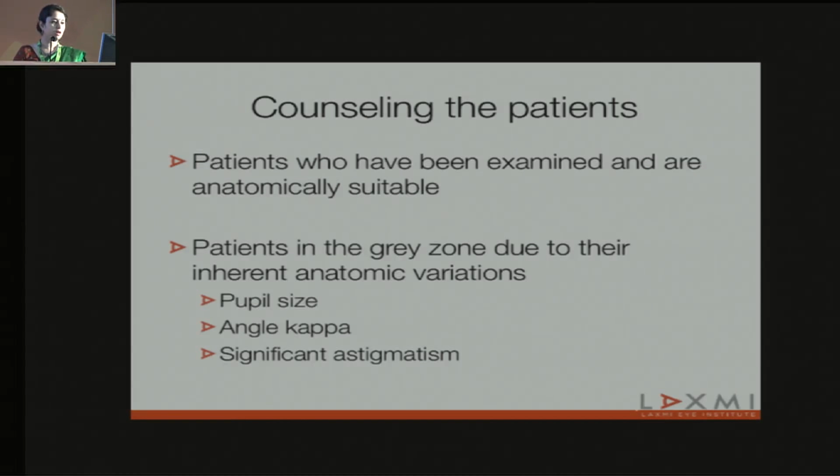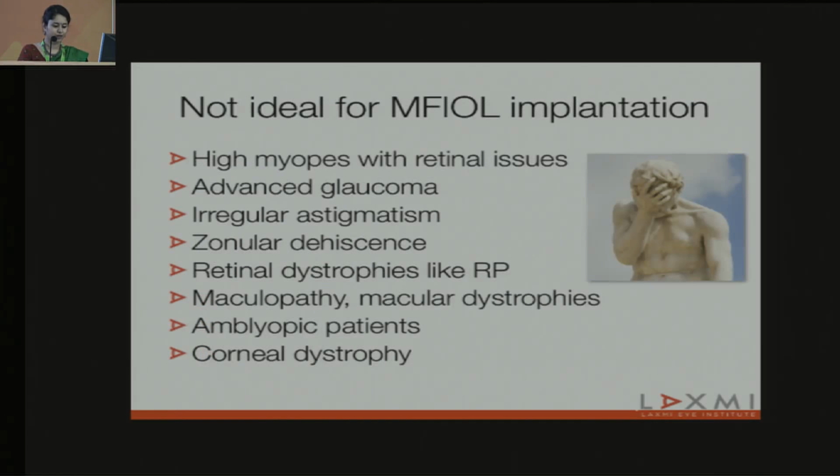Today we will talk about counseling patients who have been selected. And how do we select such patients? So basically these are patients who have been examined and are anatomically suitable. These also include a subset which are the patients in the gray zone due to their inherent anatomic variations. For example, they may have a large pupil size, a large angle kappa, or they may have significant astigmatism.